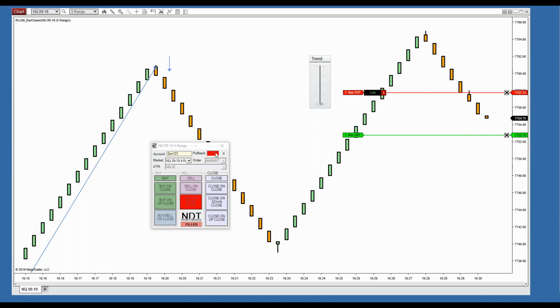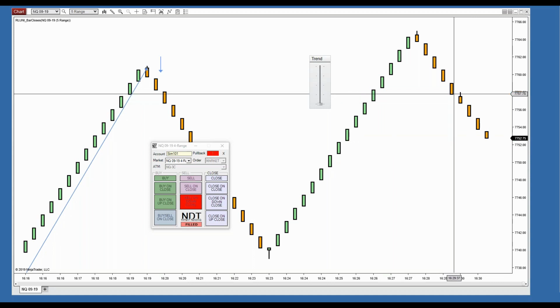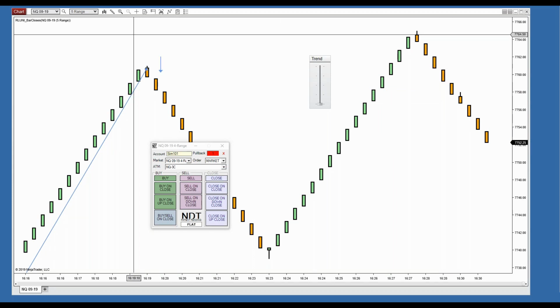You can do that on a 2. You can program in a 2 tick pullback. Obviously, a 3 tick pullback is really risky. But what you're looking to do is to start the trade already 1 tick in the plus.